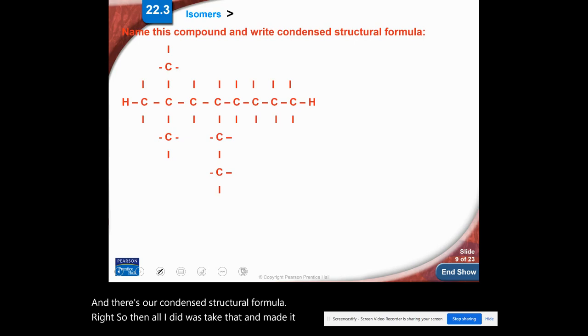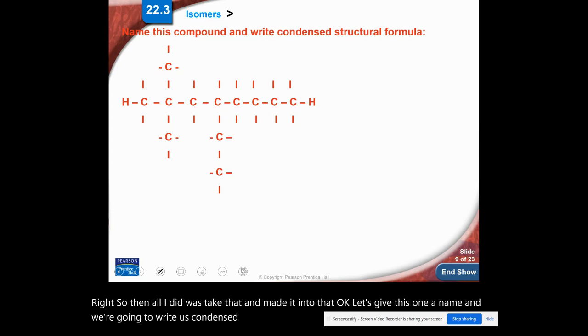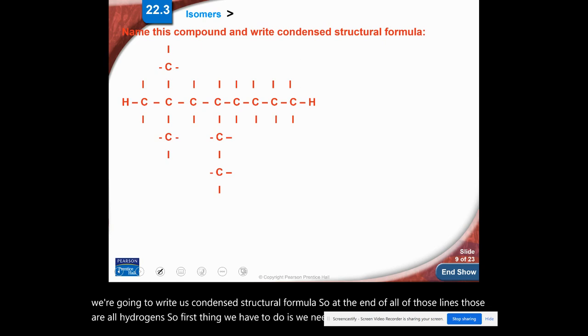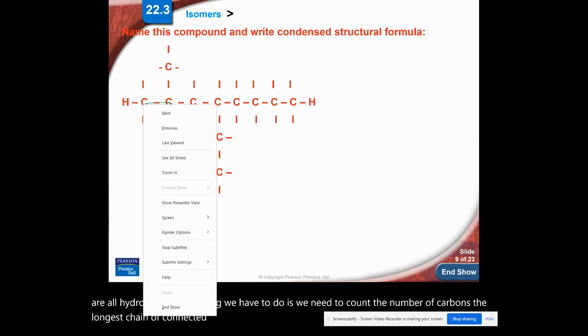Okay, let's give this one a name, and we're going to write a condensed structural formula. At the end of all of those lines, those are all hydrogens. So the first thing we have to do is count the number of carbons in the longest chain of connected carbons. So 1, 2.